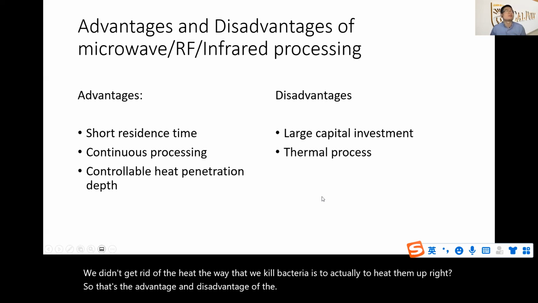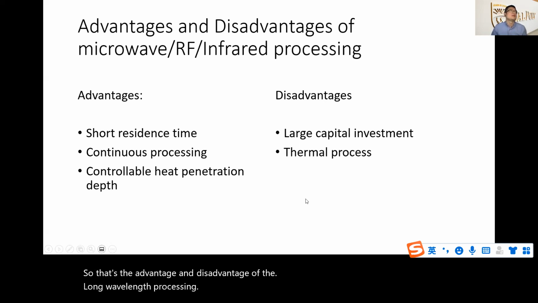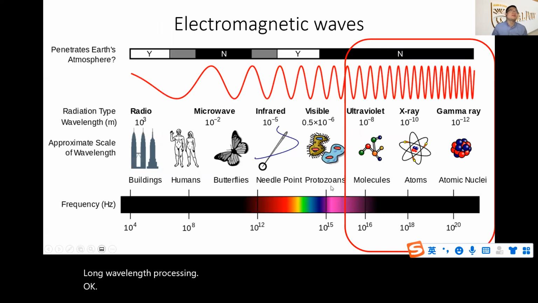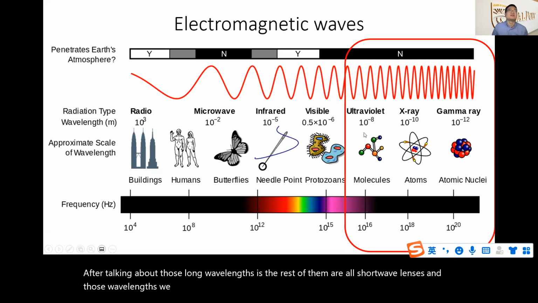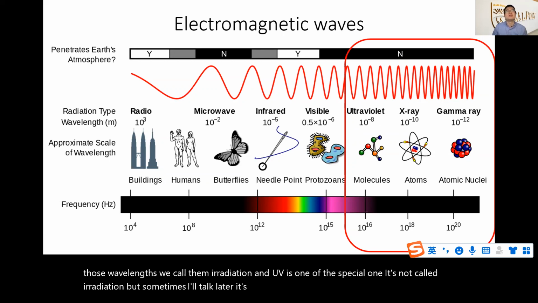Okay, and then after talking about those long wavelengths, the rest of them are all short wavelengths. And those we call irradiation. And UV is one of the special ones. It's not called irradiation, but I'll talk about it later. It's used for pulsed light processing.